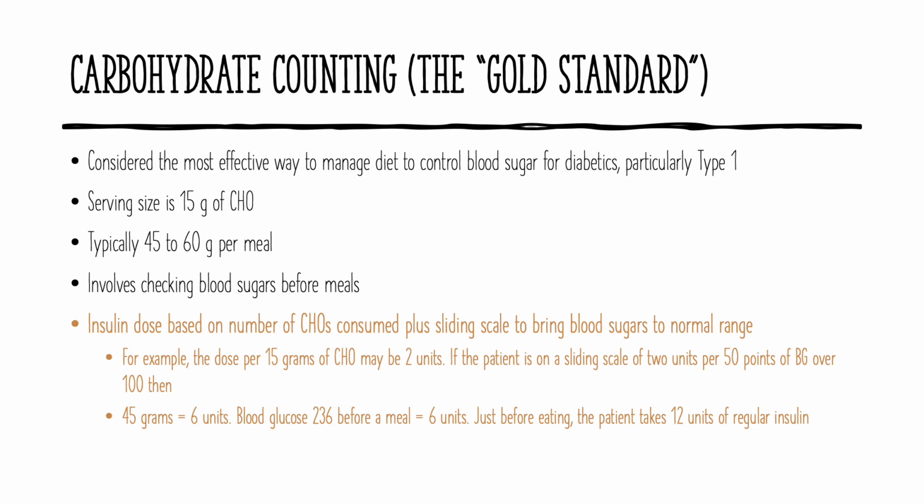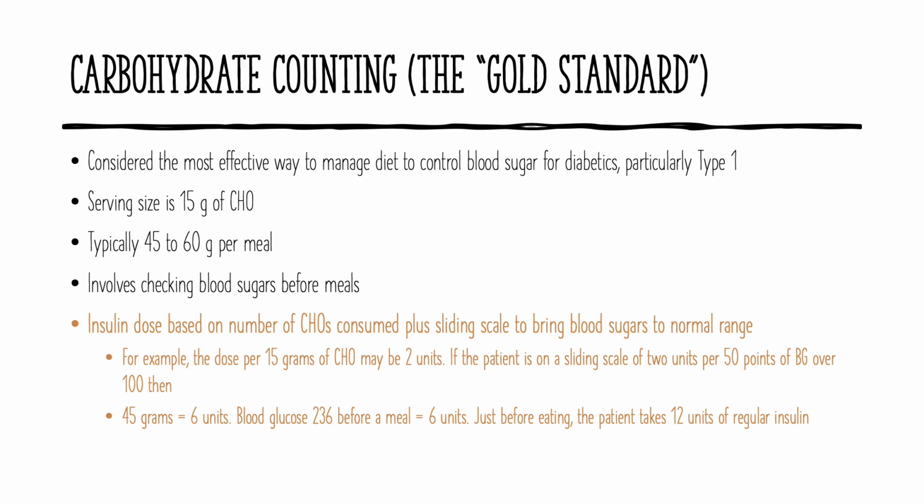Okay, so the way carbohydrate counting works is first the patient takes their blood sugar, and then they count up how many carbohydrates they have. Now, if they're taking 2 units per 15 grams per serving of carbohydrate, they count up the carbohydrates and they're going to take 2 units of insulin per serving. Now, if they're on a sliding scale that says, and this is all prescribed by the physician, sometimes it's 1 unit, sometimes it's 2 units, sometimes it's 3 units per 50 points.